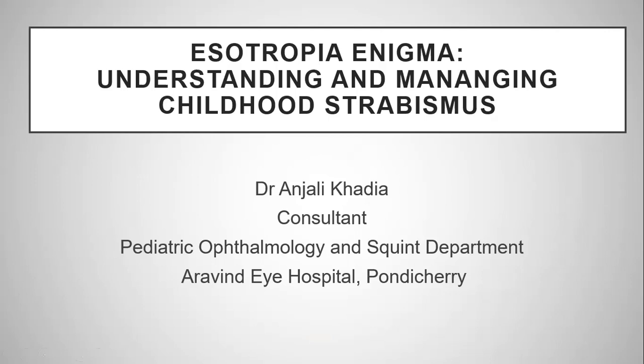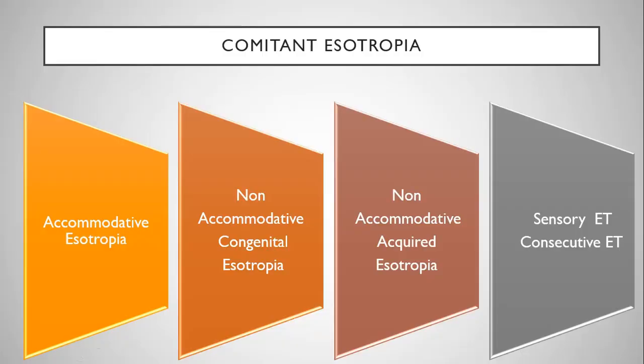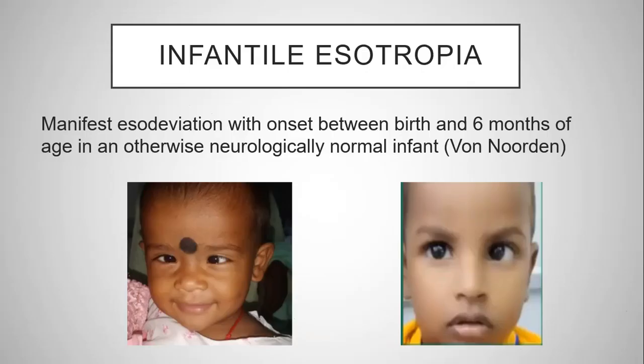My topic is Esotropia Enigma: Understanding and Managing Childhood Strabismus. Mostly we classify esotropia as accommodative esotropia, non-accommodative congenital esotropia, non-accommodative acquired esotropia, sensory, and consecutive.